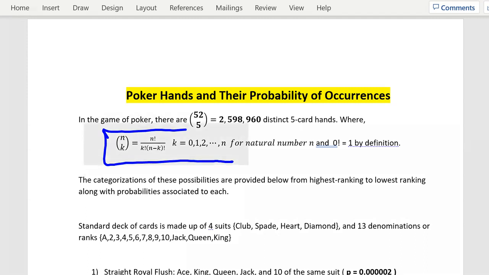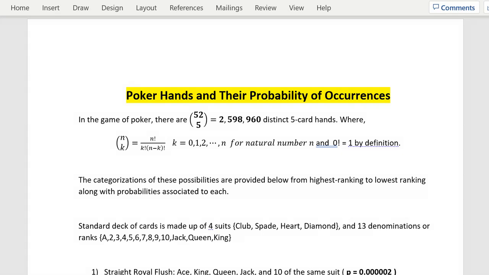Now, having talked about that, I'm going to provide the highest ranking to lowest ranking poker hands in this video. So again, in a standard deck of cards, just for clarity, there are 4 suits: clubs, spades, hearts, and diamonds. And there are 13 rankings or denominations or values, if you will. These range from ace, which we denote by the letter A, through king. So 2, 3, 4, 5, 6, 7, and so on. Now, ace could be high. In other words, ace could be placed after the king, and that would be like the highest card in the poker hand.